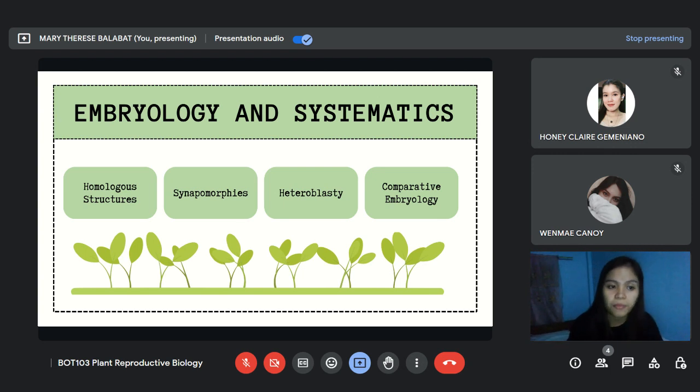comparative embryology. By comparing the embryonic development of different plant groups, researchers can identify evolutionary trends and reconstruct phylogenetic relationships. So, additional examples of embryological data used in systematics: number and position of cotyledons, endosperm development, embryo morphology, and developmental rates and patterns.